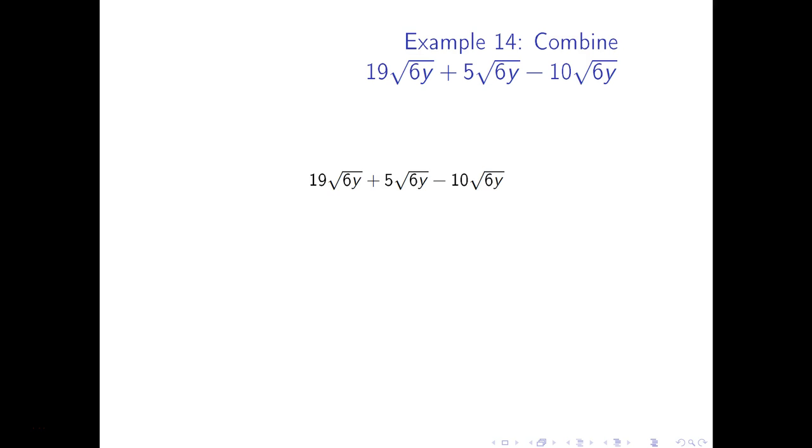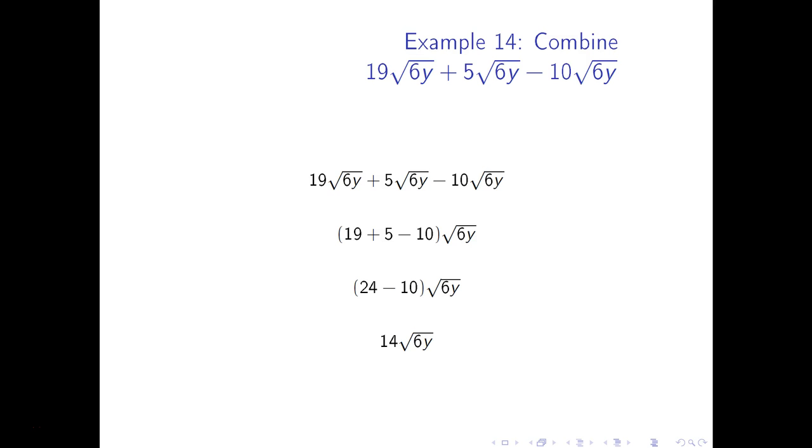So let's try this one. Notice they all have the same radicand, the thing that's underneath the radical. They all have the same radicand, so I can actually just deal with the outside. So I want you to pause the video and combine the outside terms. Well, as you did that, notice I can pull out the square root of 6y, and I'm left with 19 plus 5 minus 10, which is 24 minus 10, or in other words, 14 square root of 6y.